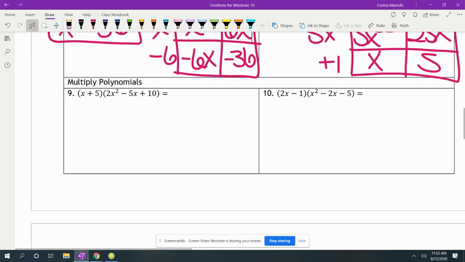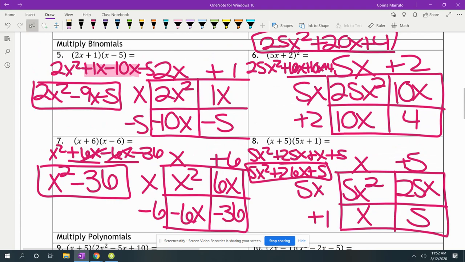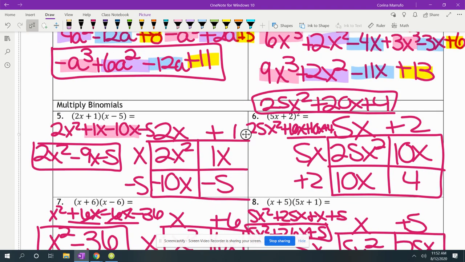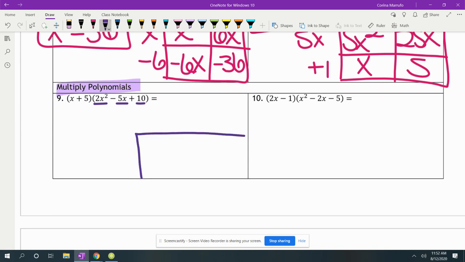All right, the next one, the last one, is multiplying polynomials. So this one is a binomial. Binomial means 2, where both of them are 2 terms. So if you notice here, this one is a total of 3 terms. So when we multiply this, we are going to make a box, but our box is going to be a little bit longer just to add that 3rd term.